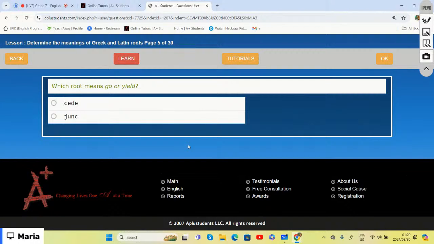So we need to say what does go or yield mean? The root of that word. Is it seed or is it junk?